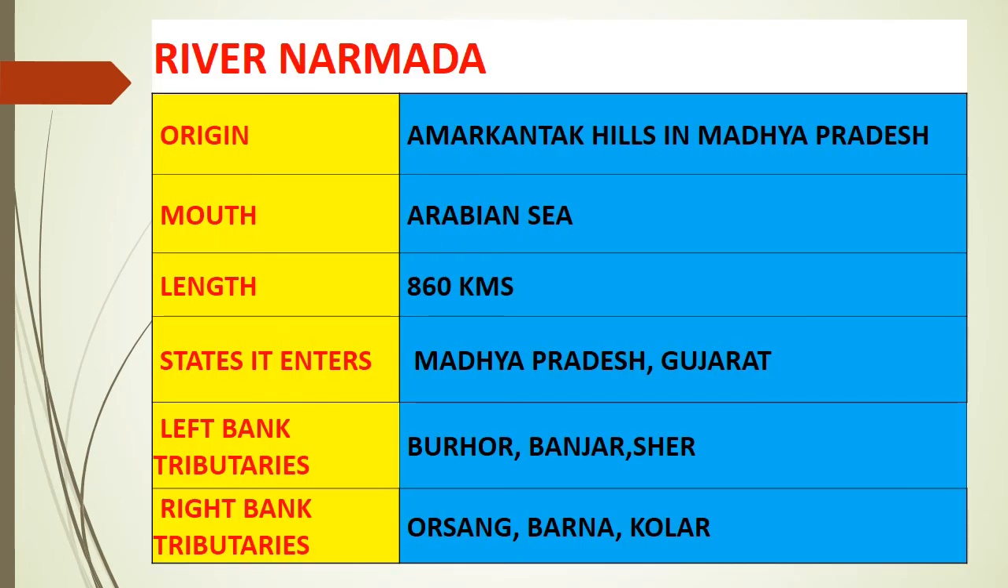Now children, here is a tabulated form of all the facts about River Narbada for your learning. You can see the origin is at Amarkantak Hills in Madhya Pradesh. The mouth is Arabian Sea. The length is 860 kilometers, and the states it enters and drains are Madhya Pradesh and Gujarat. The left bank tributaries, although they are not mentioned in your textbook, but just for your information, they are Borhor, Banjar and Sher. Right bank tributaries are Orsang, Barna and Kolar.